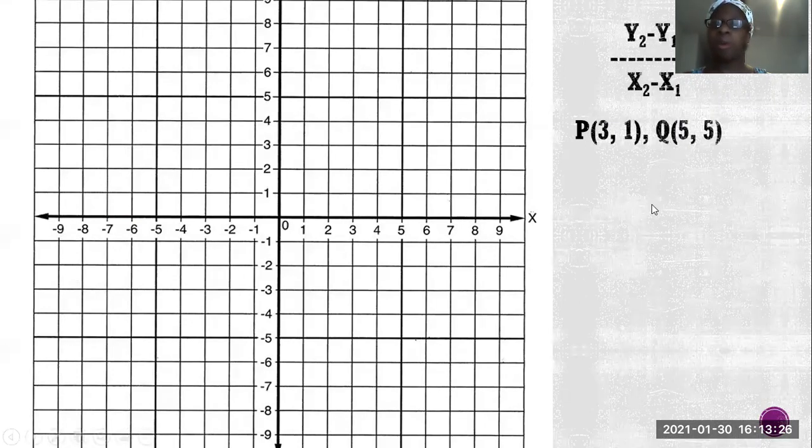So then we're going to plot P first. When it has (3, 1), this is our x-axis, and this is our y-axis. So we have 3 over 1, so we go over 3, because 3 is in our x-axis, and then we go up 1, so our P will be right here. And then we have Q, which is (5, 5), so we'll go over 5, and then we go up 5, which our point will be right here. And that's a slope.